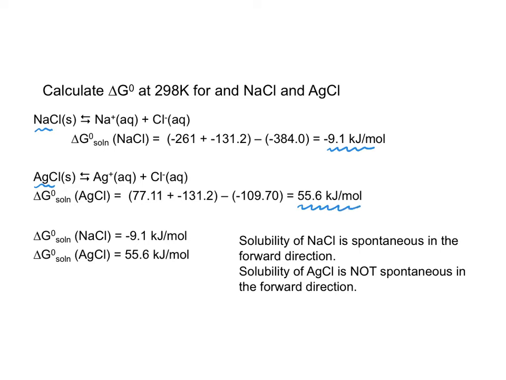So what does that really tell us? Well, note the sign. Here it's negative, here it's positive. It tells us the dissolution of sodium chloride is spontaneous in the forward direction, and it tells us the dissolution of silver chloride is not spontaneous in the forward direction. So that's just using the delta G value.